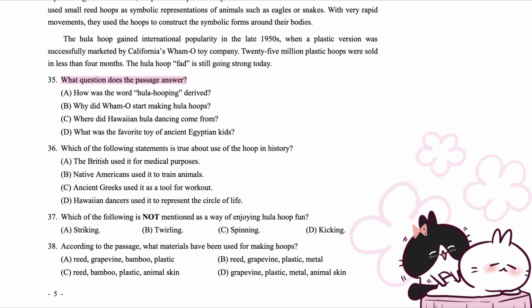35. What question does the passage answer? A. How was the word hula hooping derived? B. Why did Wham-O start making hula hoops? C. Where did Hawaiian hula dancing come from? D. What was the favorite toy of ancient Egyptian kids?